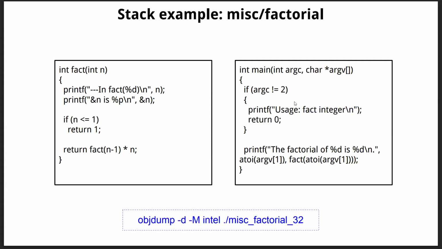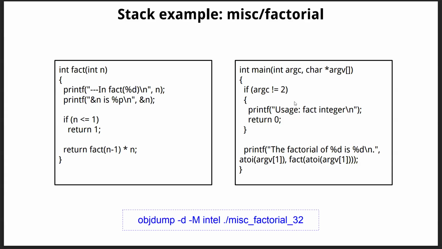Okay, another example. A C function to compute factorial. It's a simple program that has a main function and a fact function. The main function calls the fact function. Main still takes 2 arguments. The first thing we do is compare whether argc is 2. argc is the number of command line arguments. If it's not 2, we print out the usage, how to use this: fact and an integer, then return. So the program returns.